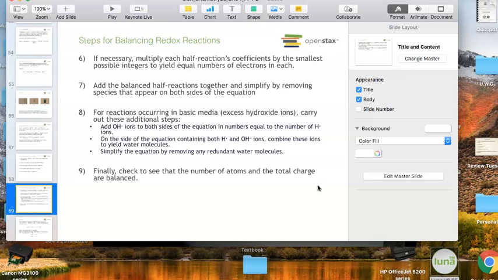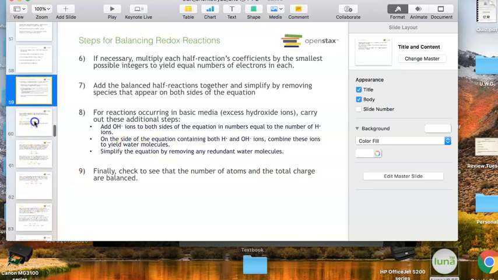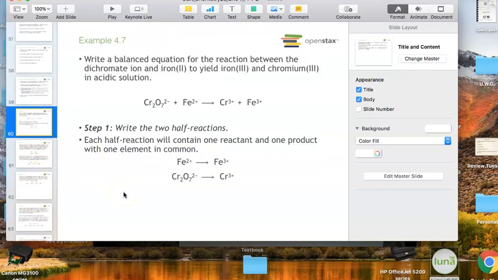So there are a lot of steps involved in balancing redox reactions. It's not too difficult once you start to do some practice. Practice is the key here when you're trying to balance redox reactions, because it requires a lot of different skills. So let's go through the first step here.